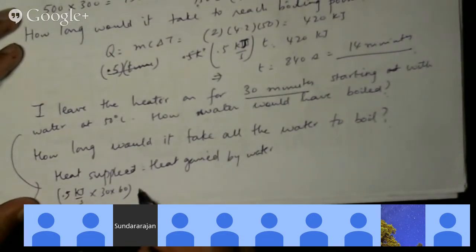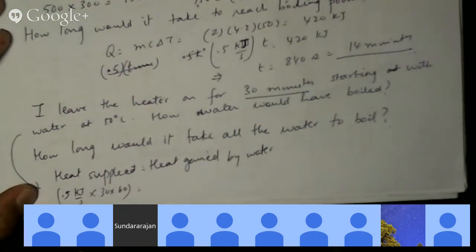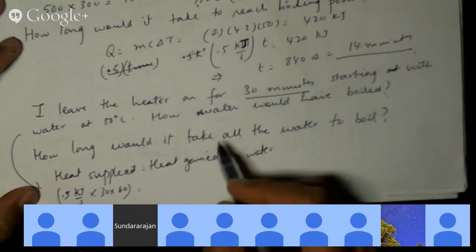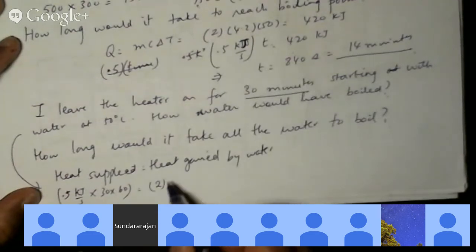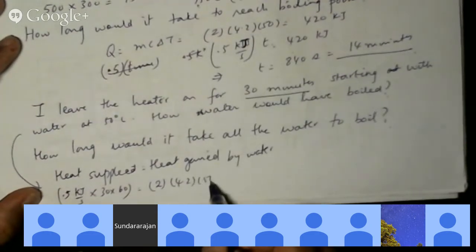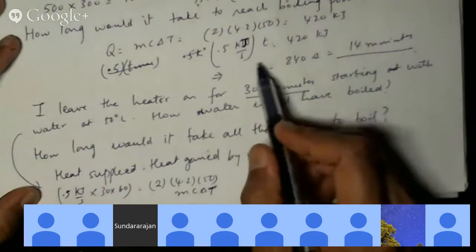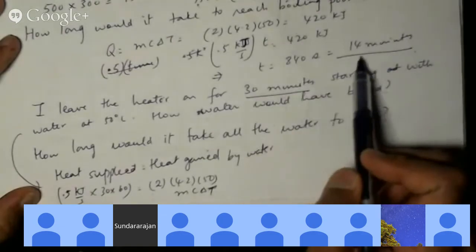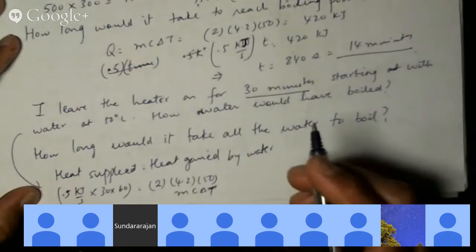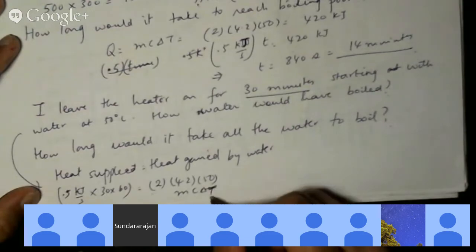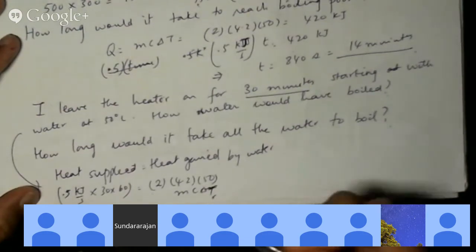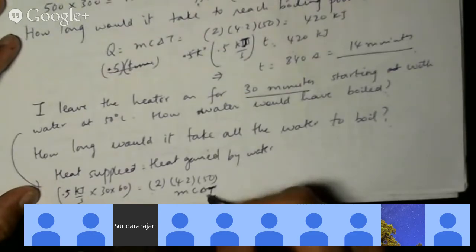How much heat is gained by the water? First, it needs to go into boiling, so it is 4.2 times 50. This is MC delta T. We already figured out that if you keep it on for 14 minutes, it will hit boiling. If you don't know that, you just do MC delta T, and you'll find the T comes out to be more than 100. Once you figure out that T is more than 100, then you know that it's boiling.